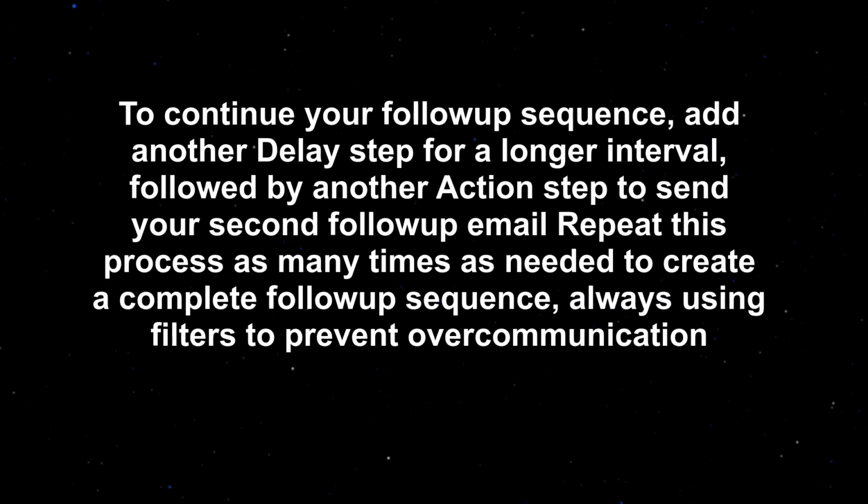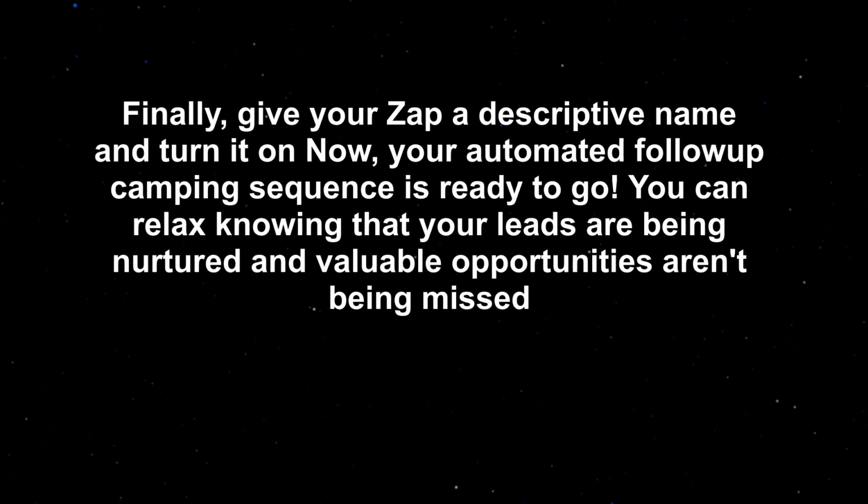To continue your follow-up sequence, add another delay step for a longer interval, followed by another action step to send your second follow-up email. Repeat this process as many times as needed to create a complete follow-up sequence, always using filters to prevent over-communication. Finally, give your Zap a descriptive name and turn it on. Now, your automated follow-up campaign sequence is ready to go.